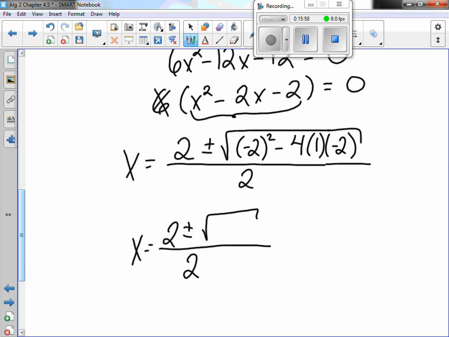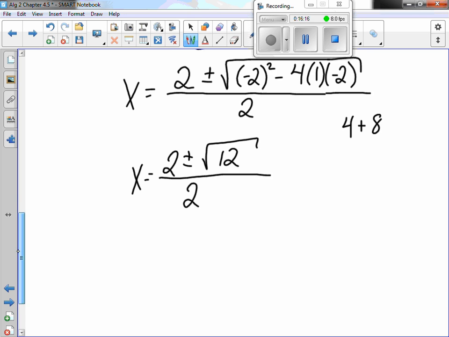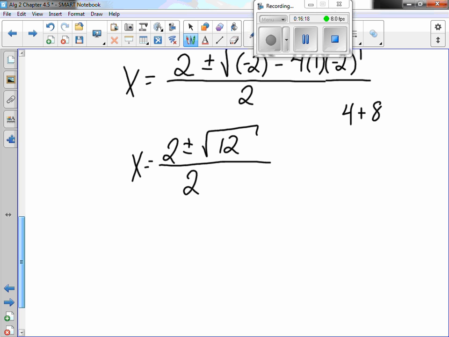Well, now we can simplify what's inside the radical. So negative 2 squared, which would be 4. Negative 4 times 1 is negative 4. Negative 4 times negative 2 would be plus 8. And 4 plus 8 is 12. Any questions on any of this here? Are we still good? Yeah.